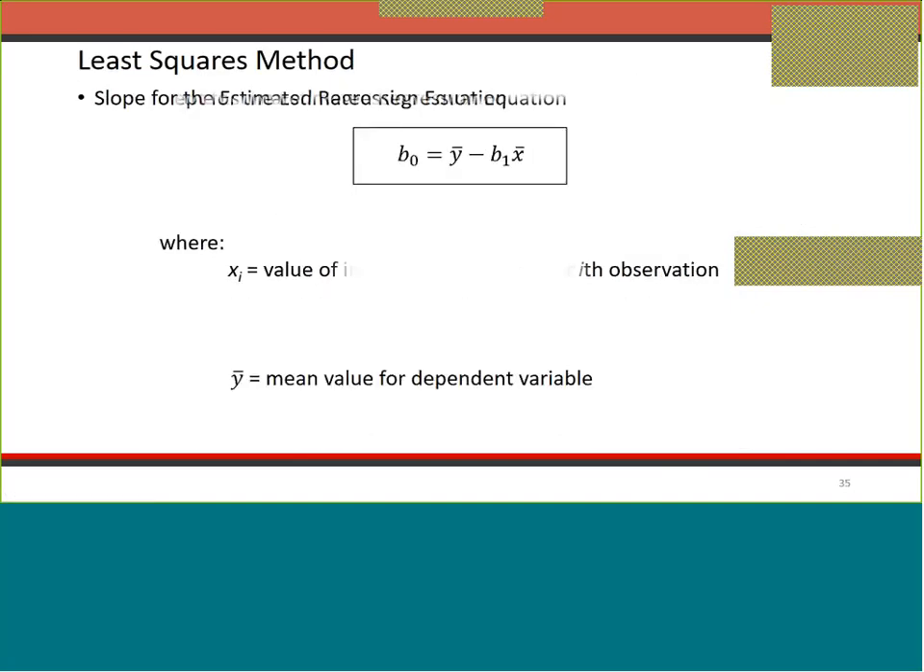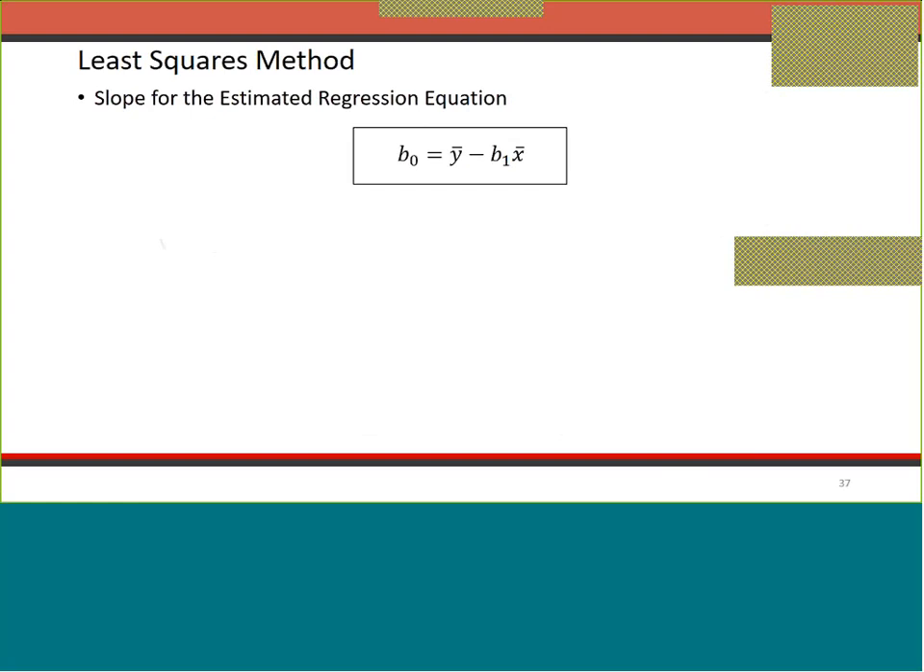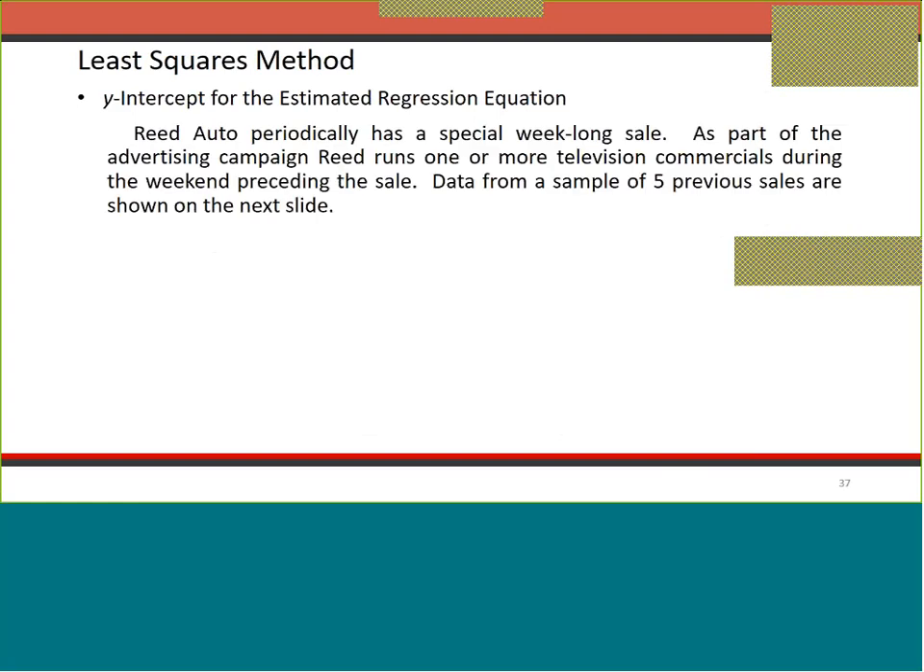So finally, we have two formulas to calculate B1 and B0 for the sample. B1's formula is summation of (xi minus x bar) into (yi minus y bar) divided by summation of (xi minus x bar) whole square. This is the formula for B1, and the formula for B0 is y bar minus B1 x bar. So I have shown you the derivations. So for a given sample, you can calculate B0 and B1 using these two formulas.